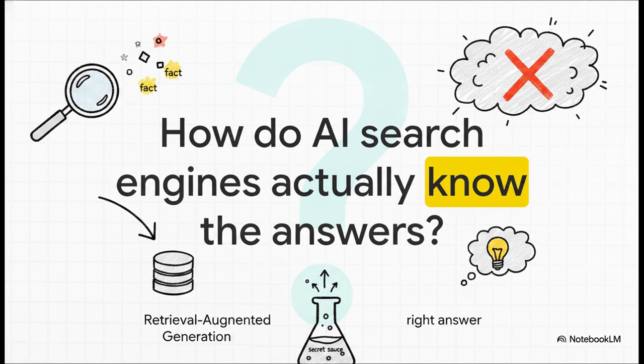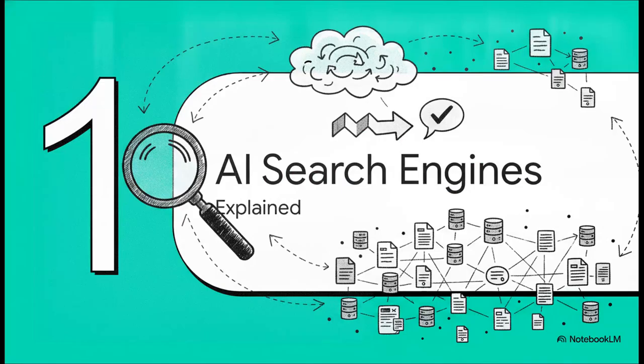I mean, we expect cold, hard facts now, not those jumbled, hallucinated messes that earlier models were kind of notorious for throwing at us. So what exactly is the secret sauce here that prevents the AI from just making things up? Section 1, AI Search Engines Explained.